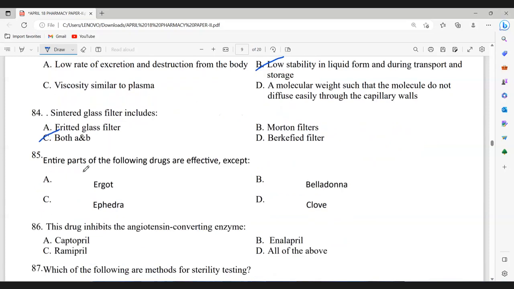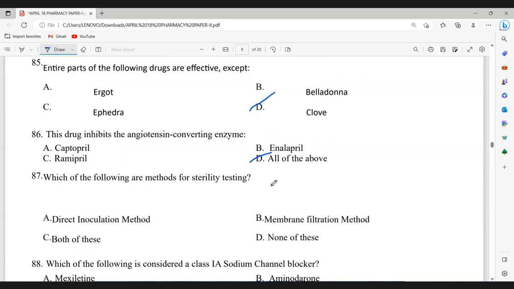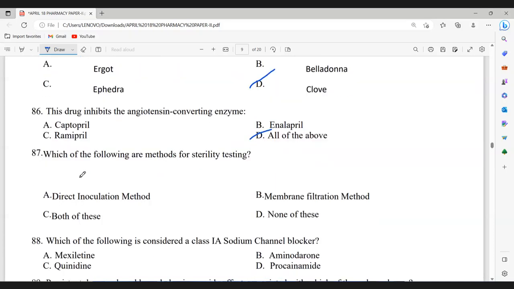Then 85. All parts of the following drugs are effective except clove. Then 86. This drug inhibits the angiotensin converting enzyme, ACE inhibitors. All the above. Whatever the drugs that end with pril, those are ACE inhibitors.